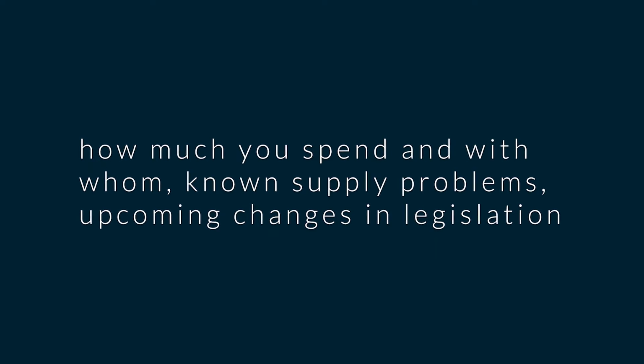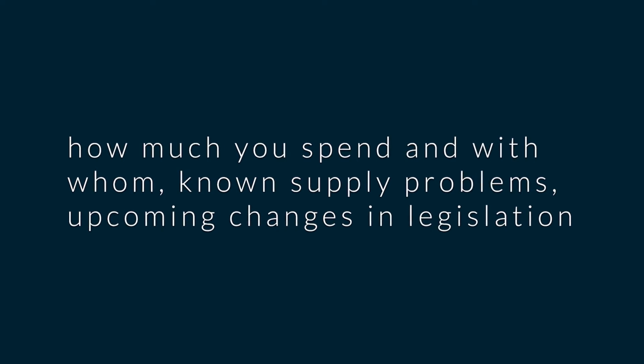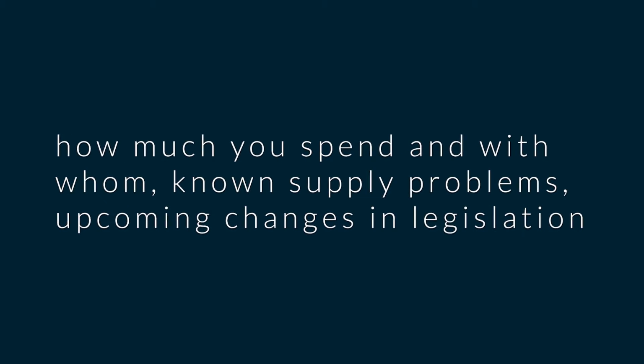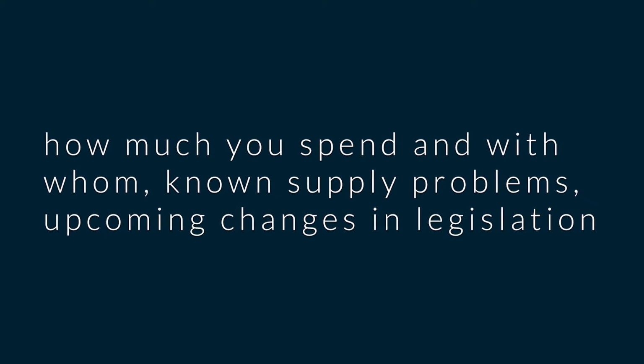Number 1, brainstorm, okay? So in this case, you need to list everything you know about the current situation as far as your sourcing is concerned. This will include how much you spend and with whom, non-supply problems, upcoming changes in legislation. And remember, you're not doing this in a vacuum. We've already talked about that. You need to involve all the relevant parties. So you aren't just doing this in your office because you think it's cool to do that in your office.